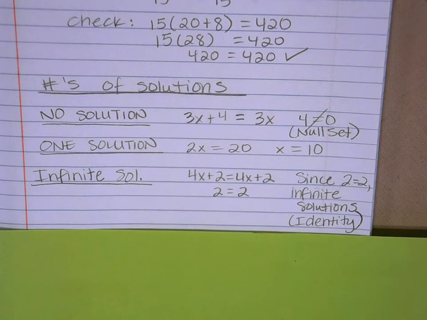You get 4x plus 2 equals 4x plus 2. When you subtract the 4x, the variable goes away. So you're left with 2 equals 2. Does 2 equal 2? Yes. So if you get a number equals a number and they're the same number, then you would say that has infinitely many solutions, or infinite, or you could write identity. Identity just means it's the same thing, right? Identity, 1 equals 1, 2 equals 2, stuff like that.